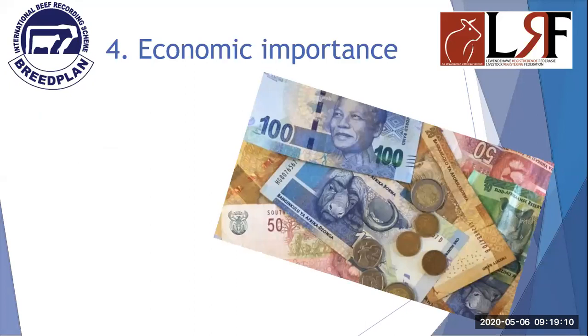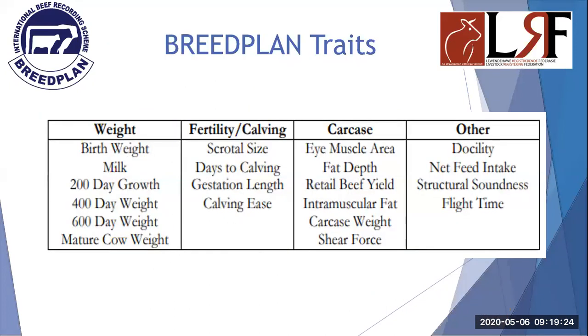The fourth thing that you need to keep in mind if you want to select for a trait is that it needs to be of economic importance to you. Breedplan has various traits that they currently produce EBVs on. You have your weight traits, your fertility traits, your carcass traits, and some other traits, for example, net feed intake or residual feed intake, or your docility, etc.